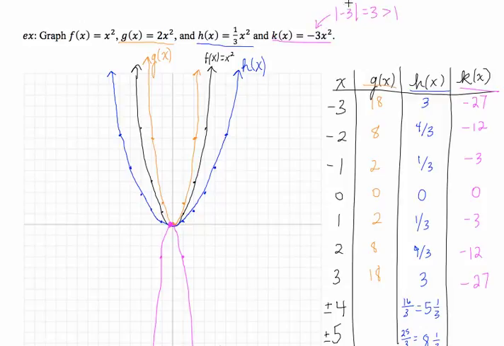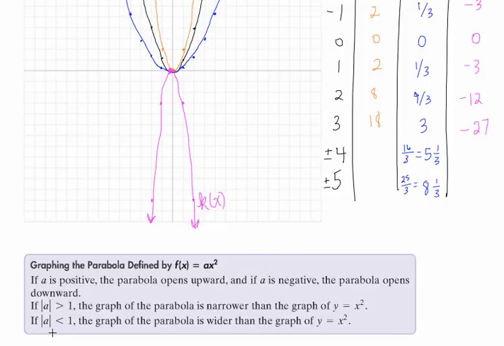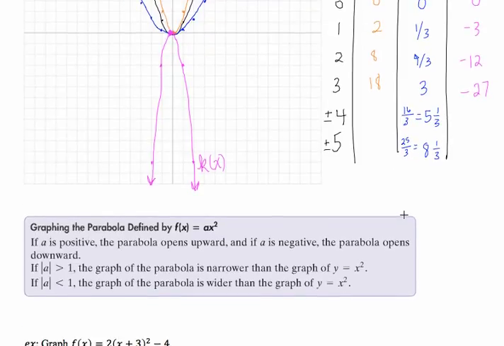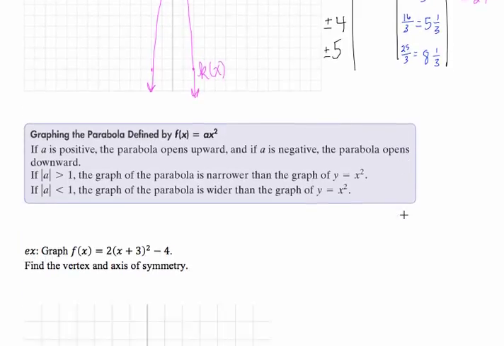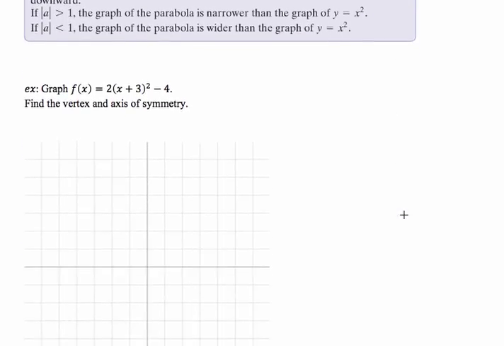So the absolute value of the coefficient is bigger than 1, so it's narrower. And if the absolute value of the coefficient is less than 1, then the graph of the parabola is wider. That's like the g of x here with the 1/3 coefficient. Okay, so now let's put everything we've done together for one last final problem here.